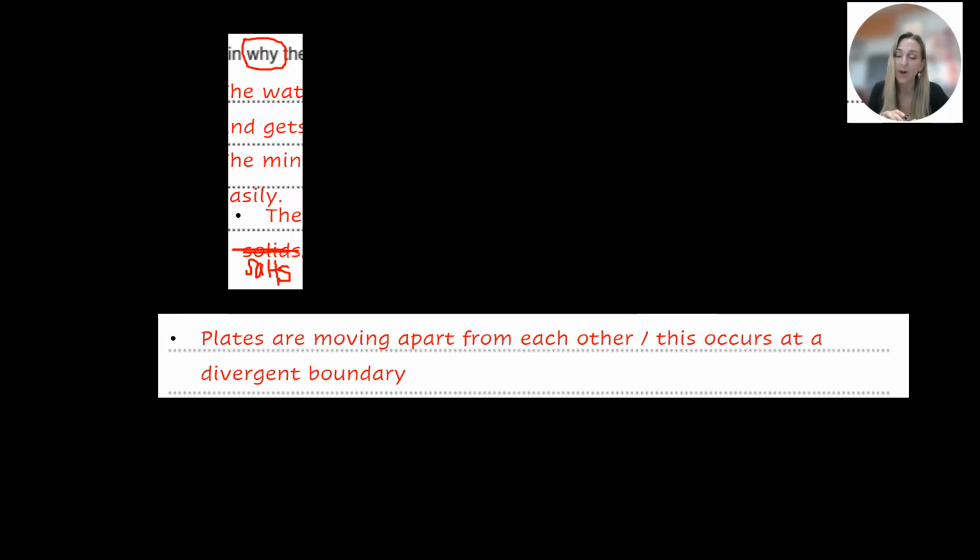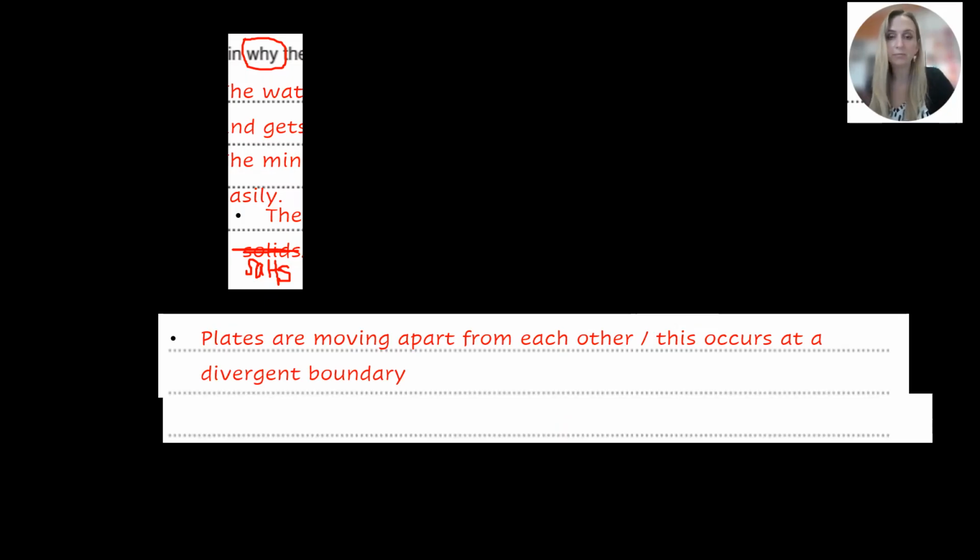So you can describe it. Plates are moving apart from each other. We're not saying in opposite directions, because every plate boundary has opposite directions, essentially. They're moving apart from each other, or we could just straight up say this will occur at a divergent boundary.